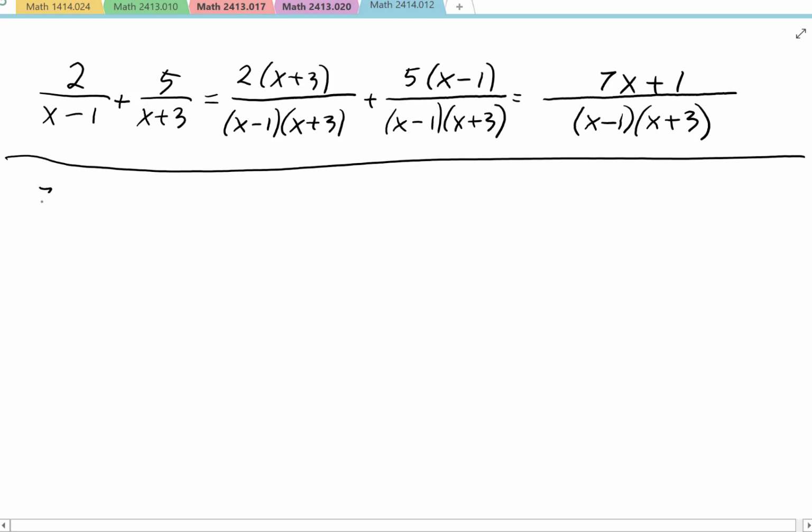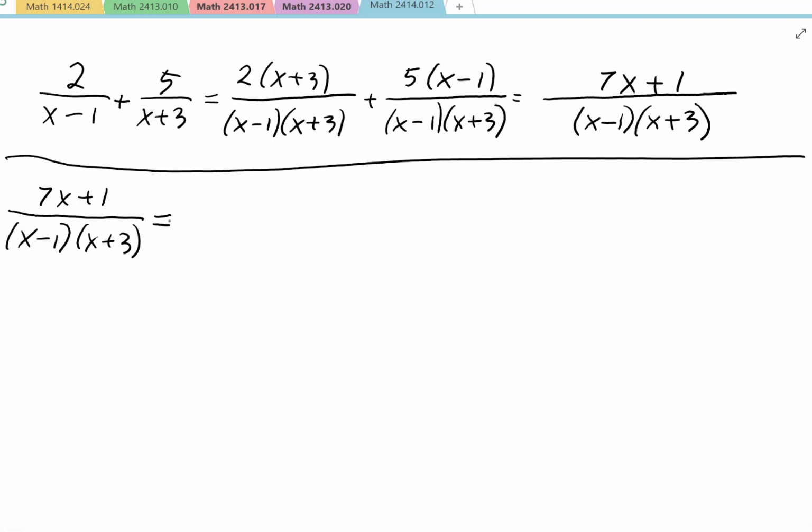We're going to take that 7x plus 1 over x minus 1 times x plus 3, and we're going to pull that apart and make it into the sum of two rational functions. And hopefully we'll come back to where we started. And this is what partial fraction decomposition is all about. To take a rational expression like this and simplify it.